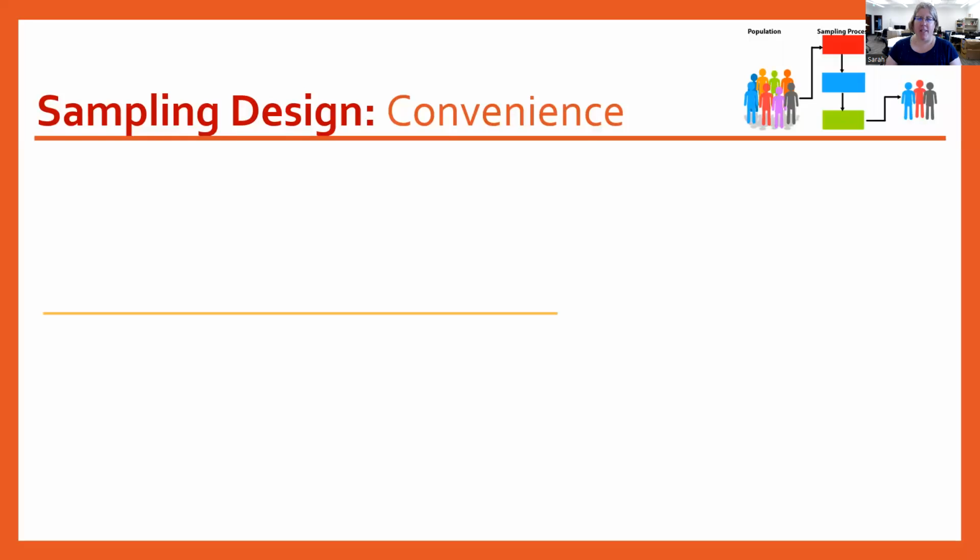The last two methods of finding a sample are both methods that are going to give you biased samples and skewed data. So these are not things that you're going to want to do. You want to be on the lookout for them. So the first one is a convenience sample.